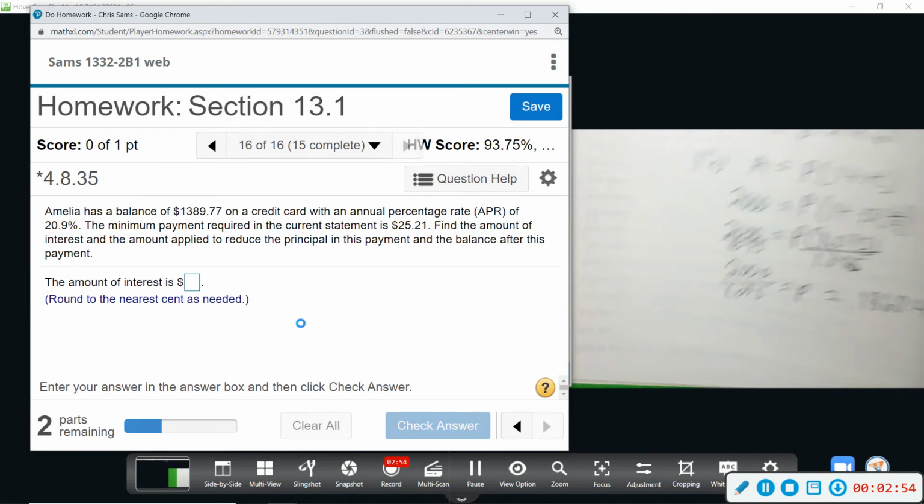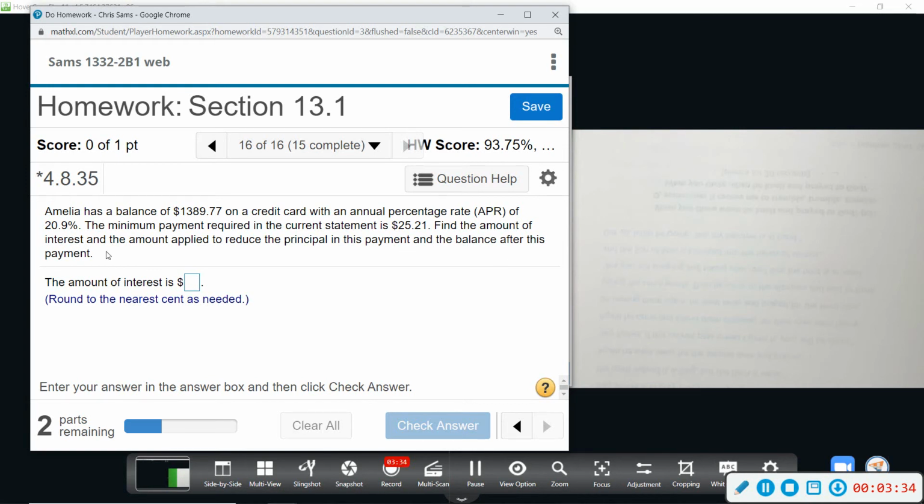All right, number 16 looks like our last one. It says Amelia has a balance of $1,389.77 on a credit card, an annual percentage rate, APR, of 20.9. The minimum payment required in the current statement is $25.21. Find the amount of interest and the amount applied to reduce the principal in this payment, and find the balance after this payment.